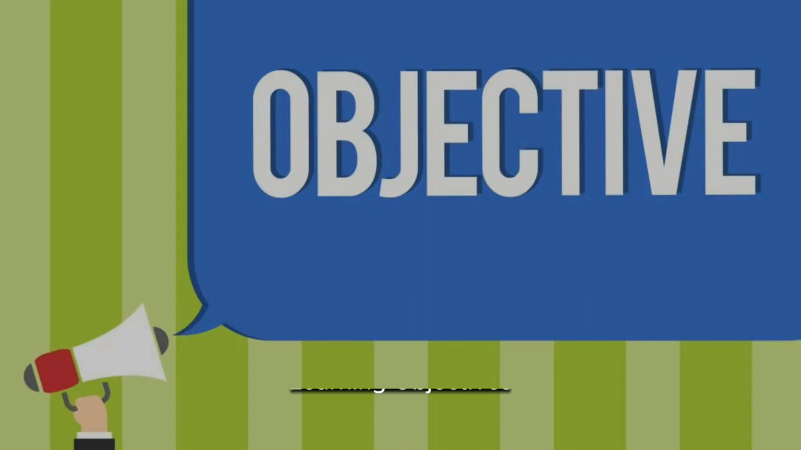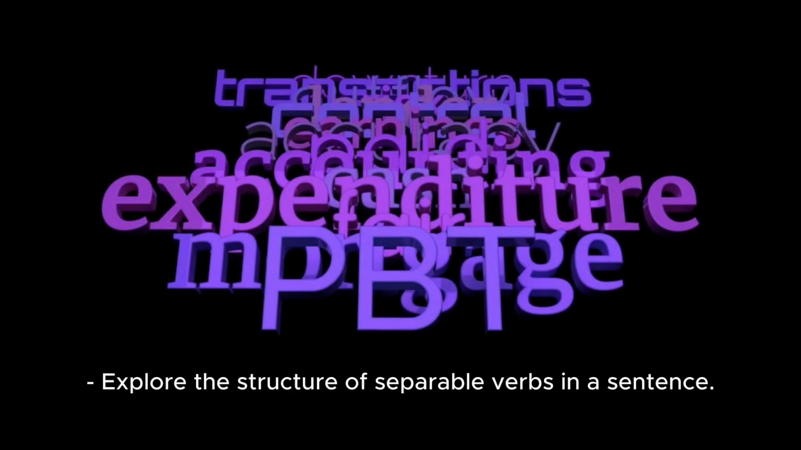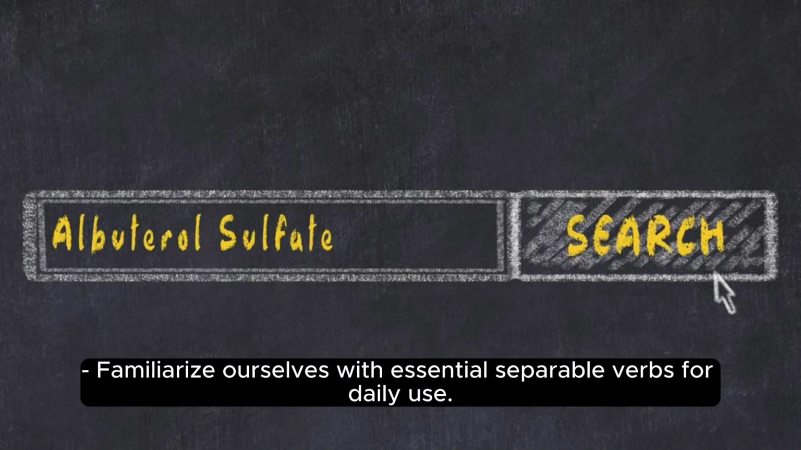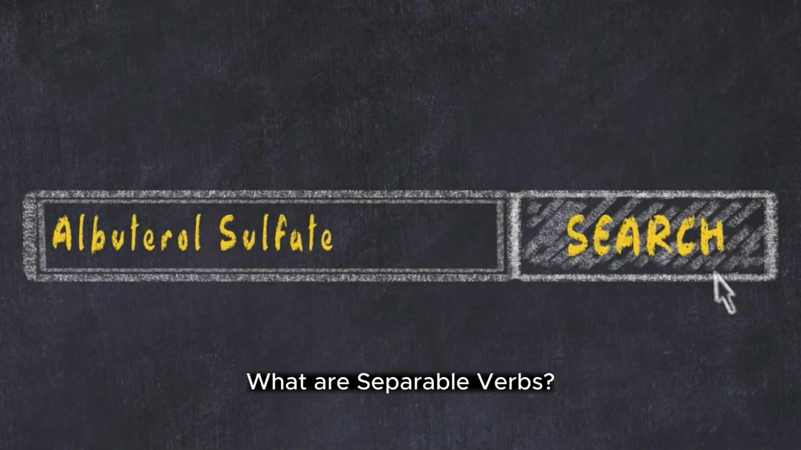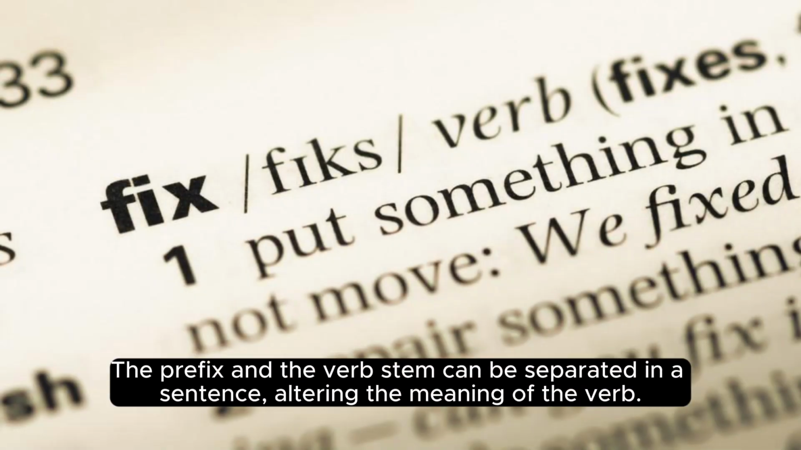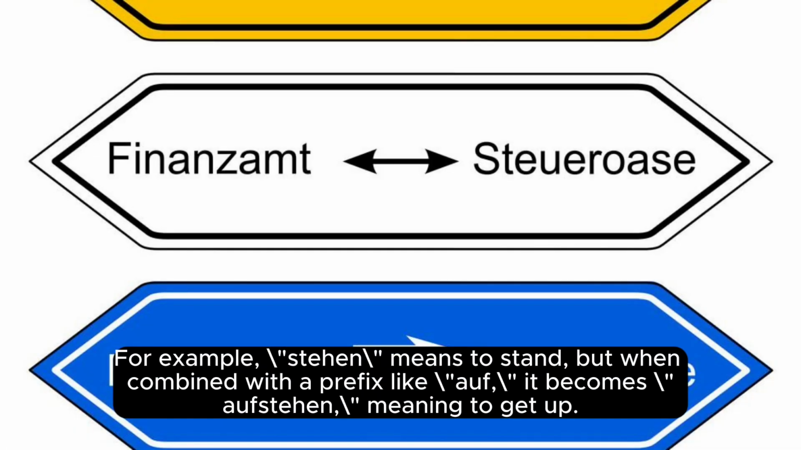Learning objectives. Before we dive into the details, let's outline our learning objectives for this lesson. Understand the structure of a sentence. Learn the conjugation. Familiarize yourself with more separable verbs. Separable verbs consist of a prefix and a verb. For example, stehen means to stand, and it becomes aufstehen.